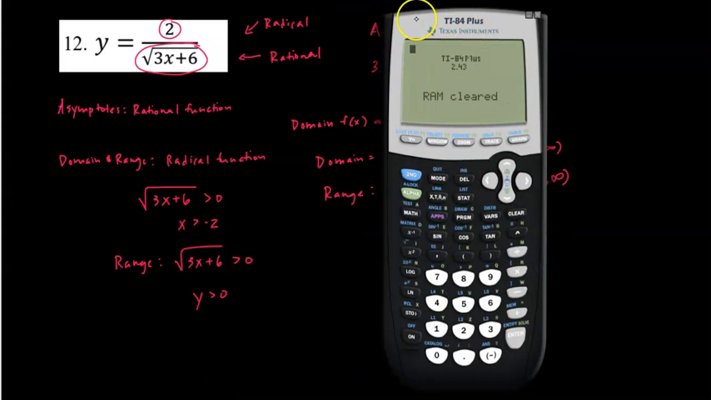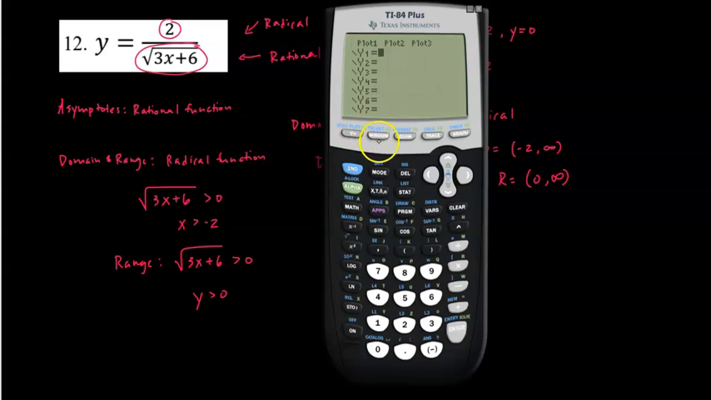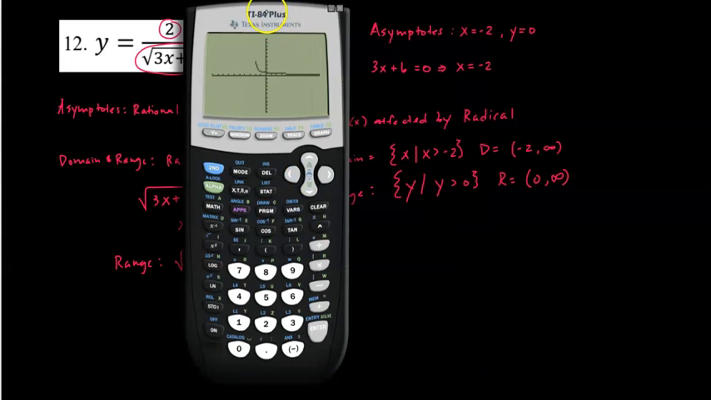Start a new one. So y equals 2 divided by square root of 3x plus 6. It starts right here at, looks like negative 2. Let me trace that. Starts at negative 2.